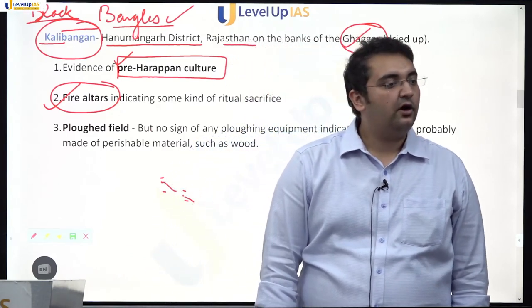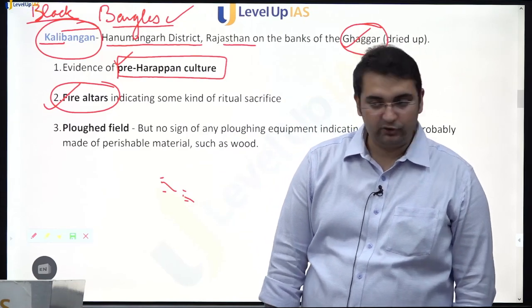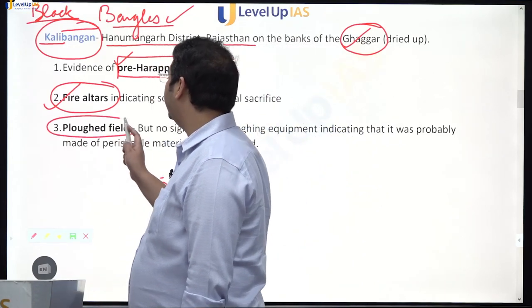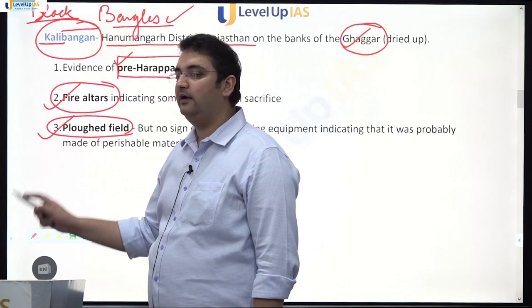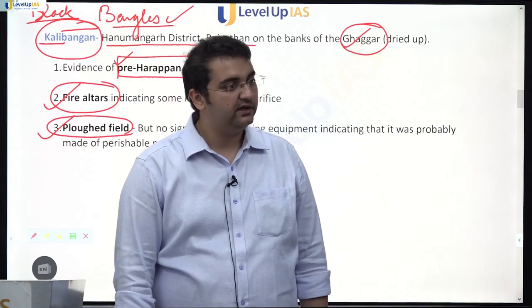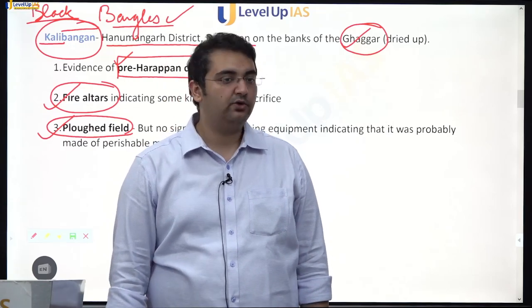The presence of fire worship, probably some sacrificial cult, was also popular. And finally, we have evidence of a plowed field, a field that was tilled, that has been found from here. How has it been discovered intact? What do you think?